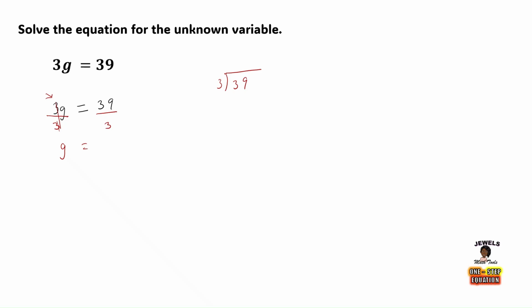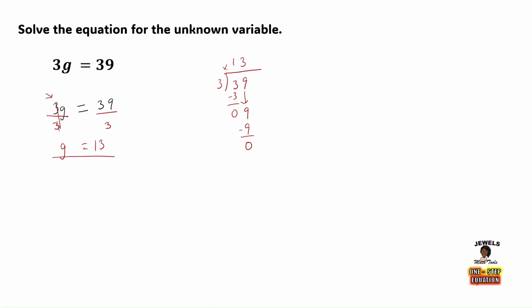So 3 divides into itself once. 1 times 3 is equal to 3. 3 minus 3 gives us a difference of 0. We'll bring down our 9, dividing 3 into 9, which is 3. 3 times 3 is equal to 9, and 9 minus 9 gives us a difference of 0. So our g for this question will be equal to 13.